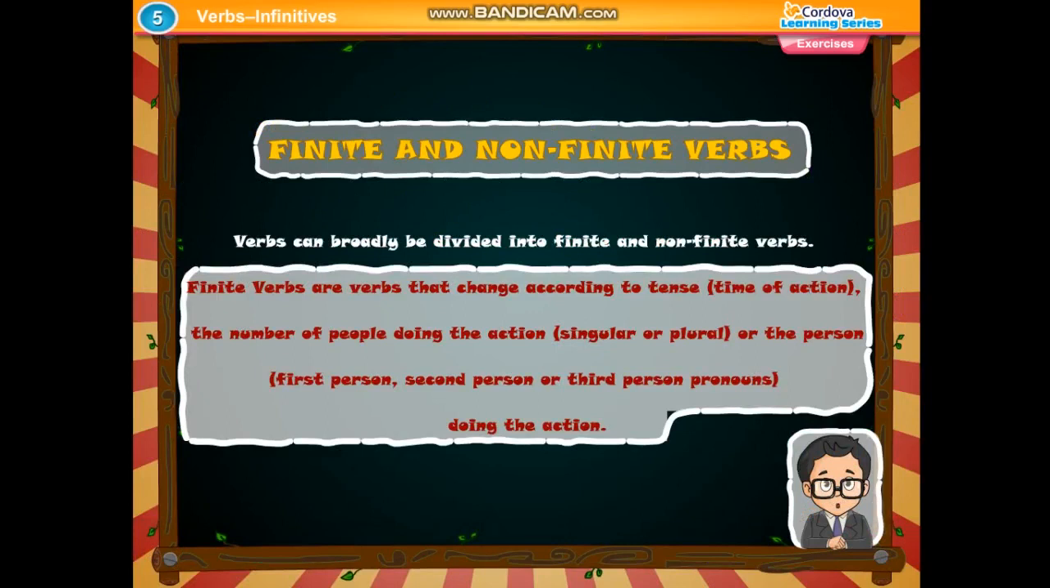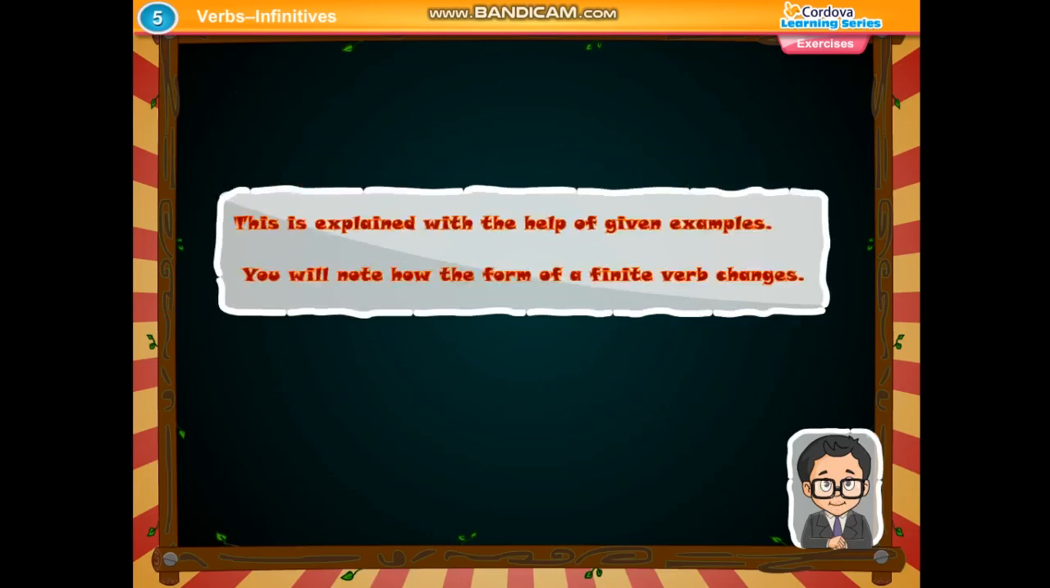Finite and non-finite verbs. Verbs can broadly be divided into finite and non-finite verbs. Finite verbs are verbs that change according to tense, time of action, the number of people doing the action, singular or plural, or the person, first person, second person, or third person pronouns doing the action. This is explained with the help of given examples. You will note how the form of a finite verb changes.